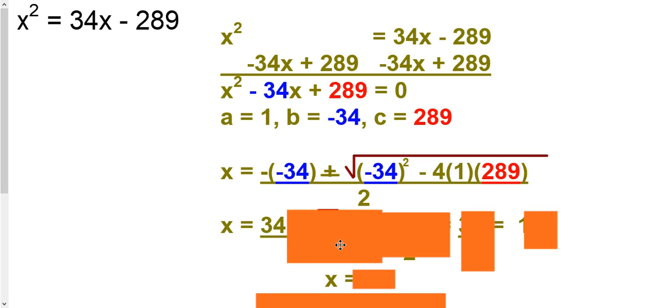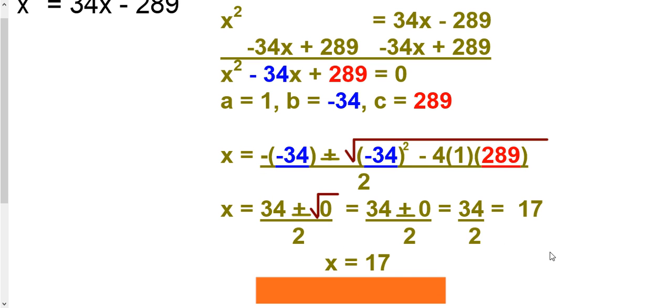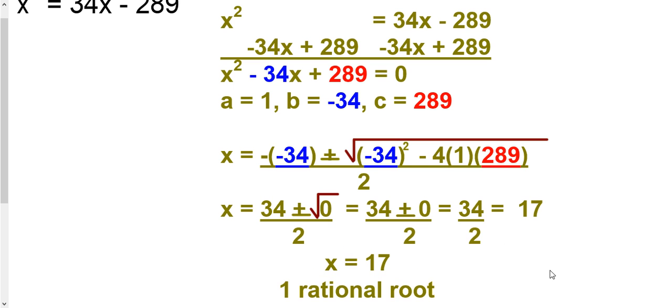We simplify it down. We get a 34 in front. We work out the inside. We get a nice, neat 0. Remember, the square root of 0 is 0. Adding and subtracting 0 doesn't change it. So we just get 34 over 2, which is 17. So we get 17. And in this case, that's just one rational root.